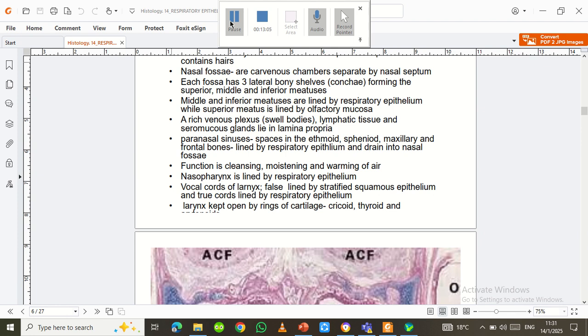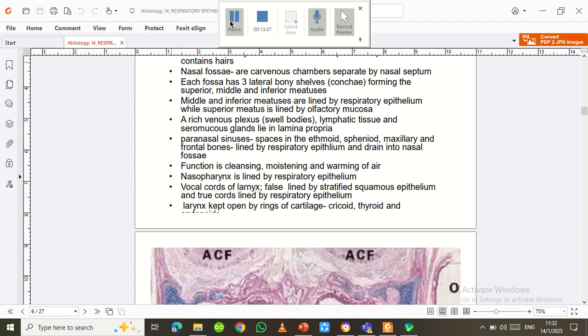So everything is lined by respiratory epithelium up until the larynx. So the larynx now, you're going to have true vocal cords and false vocal cords. The true vocal cords are the ones that are responsible for phonation. They are going to be lined by stratified non-keratinized squamous epithelia.